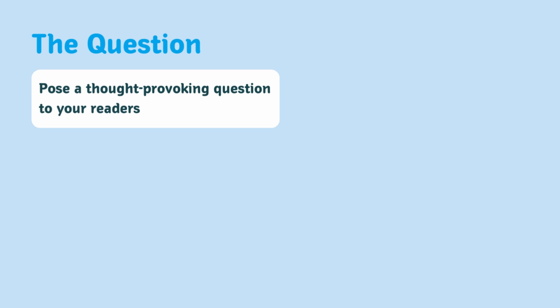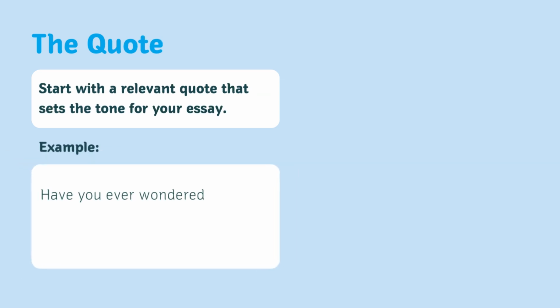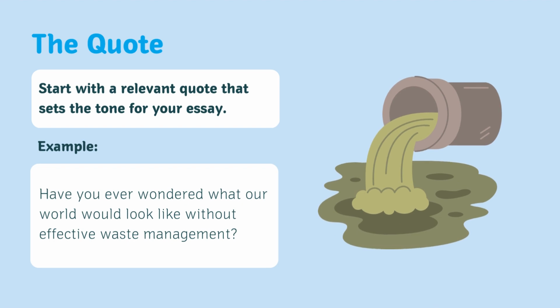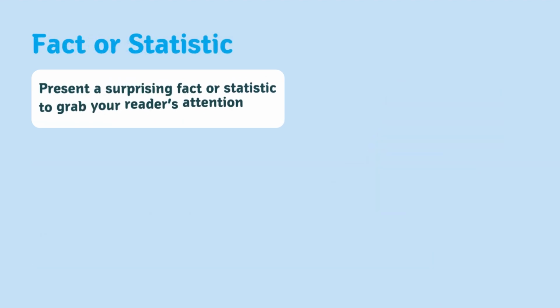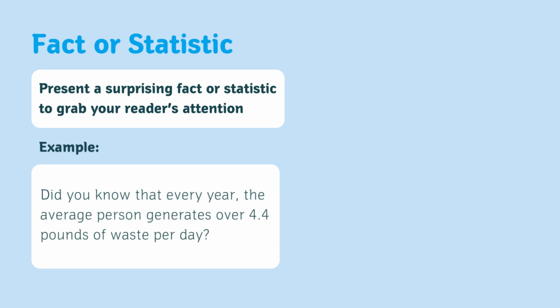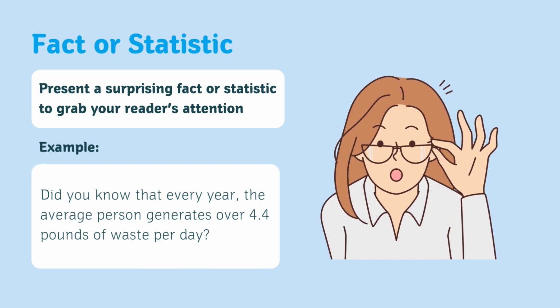The question. Pose a thought-provoking question to your readers. For example, have you ever wondered what our world would look like without effective waste management? Could be a good hook if you want to write an essay about waste management around the world. Fact or statistic. Present a surprising fact or statistic to grab your reader's attention. For example, did you know that every year, the average person generates over 4.4 pounds of waste per day? Statistics can shock your reader, making them want to read on to see if the statistic is true.